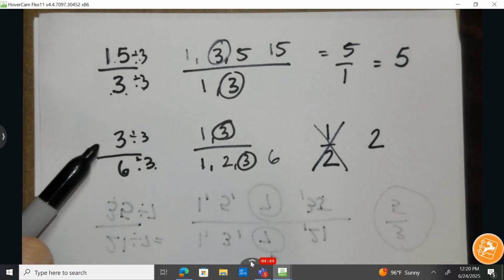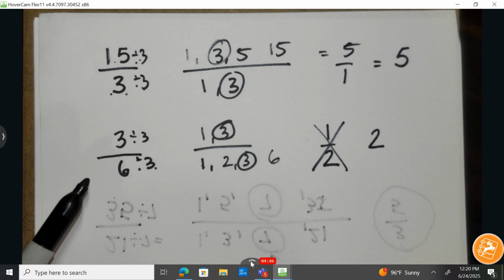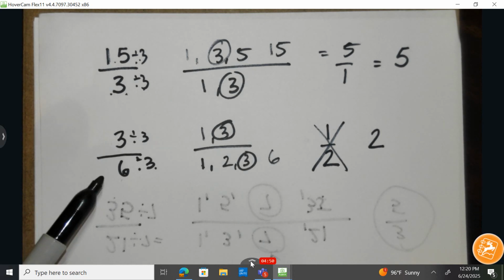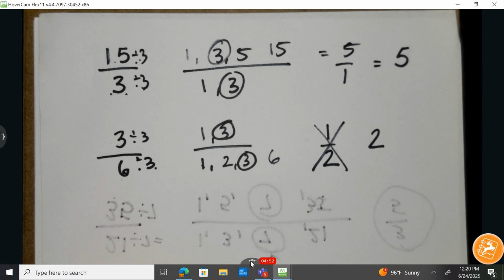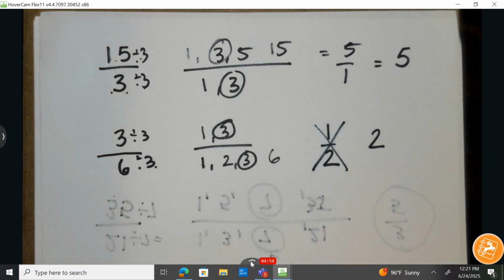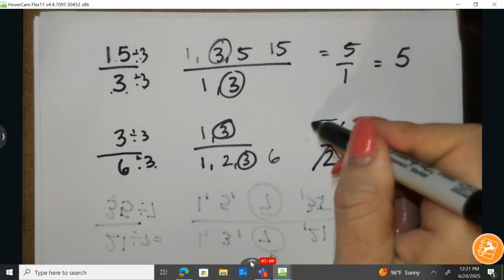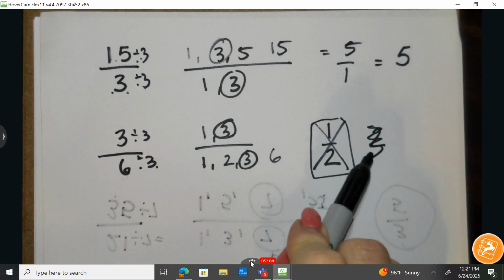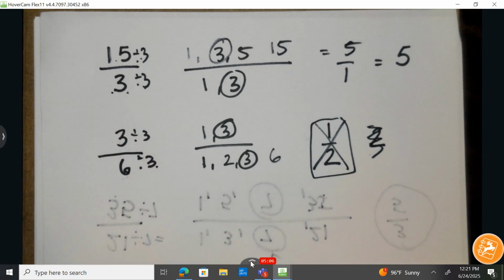So recognize that when the numerator is smaller than the denominator, so when the top number of the fraction is smaller than the bottom number, we have a proper fraction, as we talked about in the first 3 videos. And when we have a proper fraction, even when we reduce it down, we're going to be left with a fraction. So 3/6 does not reduce down to 2, it reduces down to 1/2.